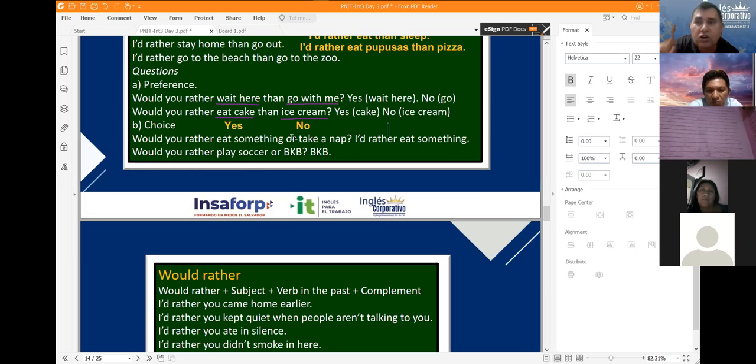Choice, only one. It's not like Chespirito, it's not like Chavo. Chavo, would you rather eat now or later? Now and later, he says. No, it's preference. One or the other. Only one. Okay, so would you rather eat cake or ice cream? Cake. Okay, cake. Would you rather eat cake or ice cream? Ice cream. Okay, you choose. You have to select one. Okay, that would be the idea.